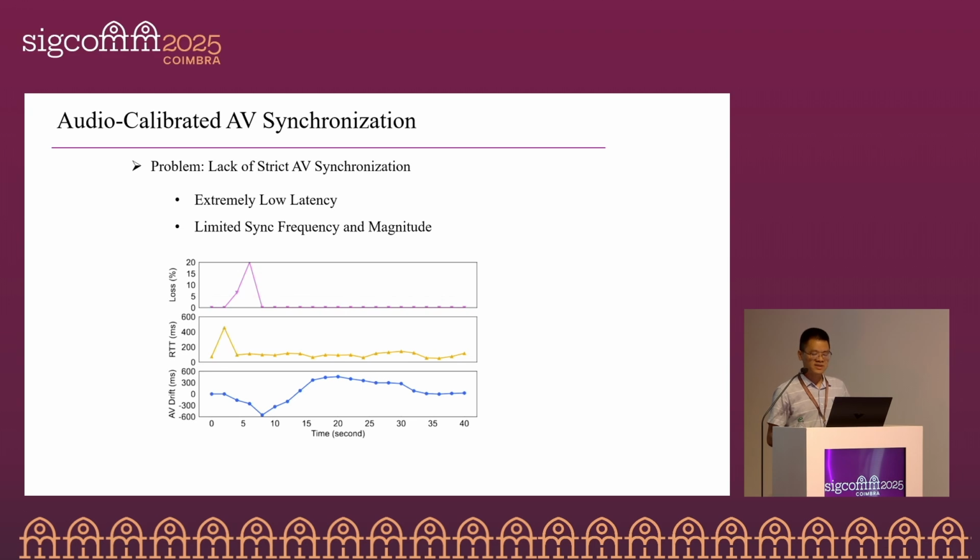Our second optimization focuses on AV synchronization. The synchronization mechanism in vanilla RTM inherited from RTC was inadequate for live streaming, because RTC prioritized ultra-low latency over strict synchronization. And RTC limits synchronization frequency and magnitude to avoid disrupting playback. So here you can see an example. A moderate packet loss and fluctuating RTT causes AV drift to persist for nearly 30 seconds here.